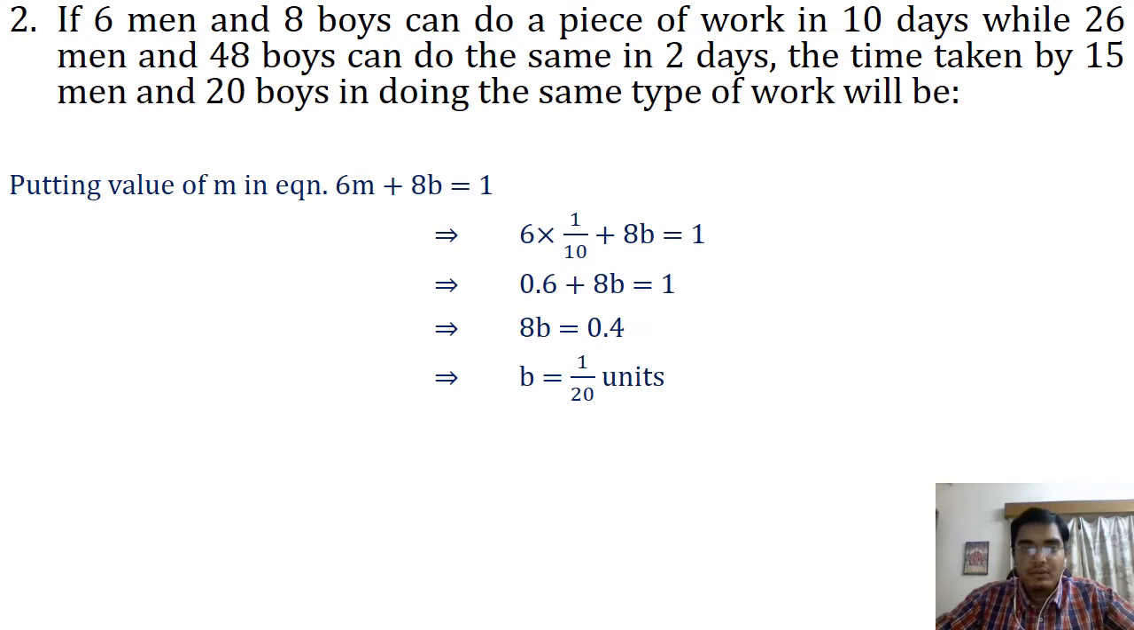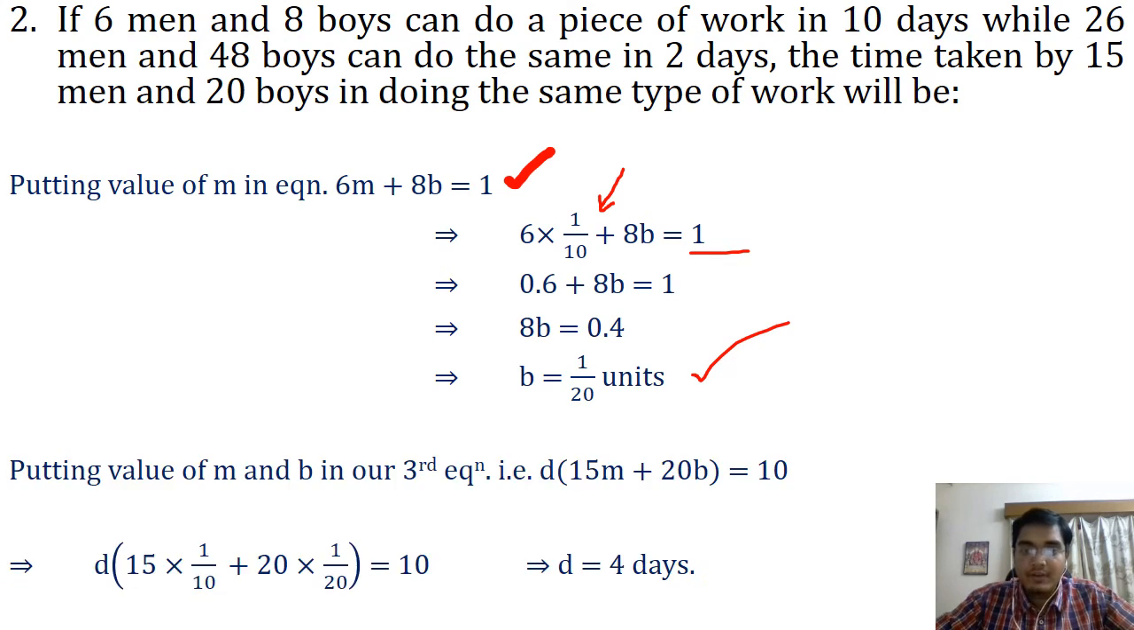So when we put our value of M in the equation 6M + 8B = 1, the equation that we took initially, we get 6 into 1 by 10 plus 8B equals 1, so B equals 1 by 20 units. Now we are required to solve our third equation, because we were asked 15 men and 20 boys would do the same type of work in how many days? So let us assume that they can do the work in d days.